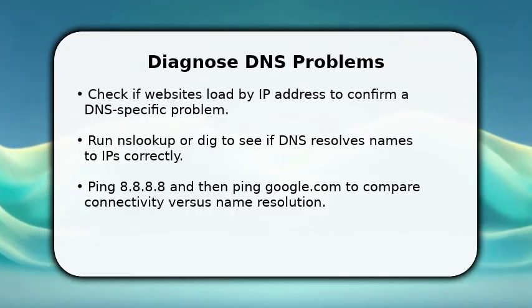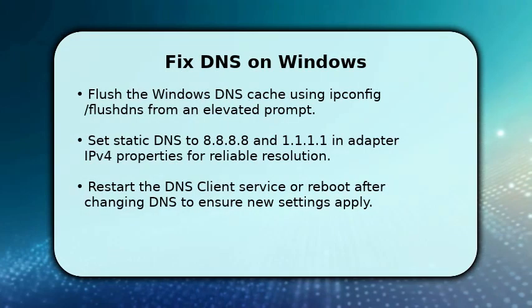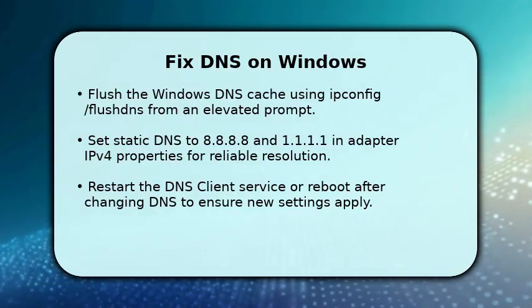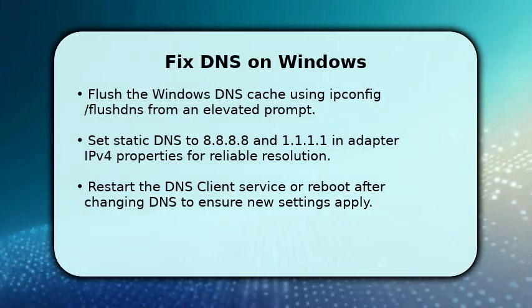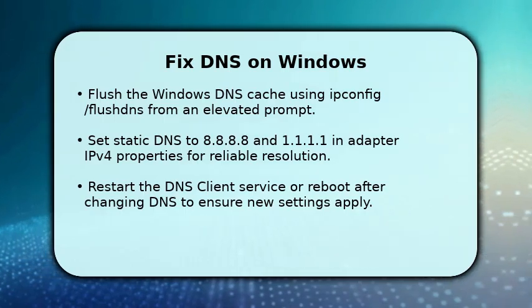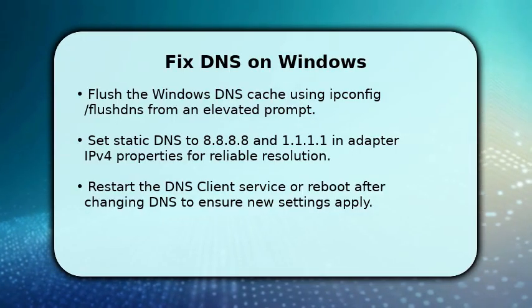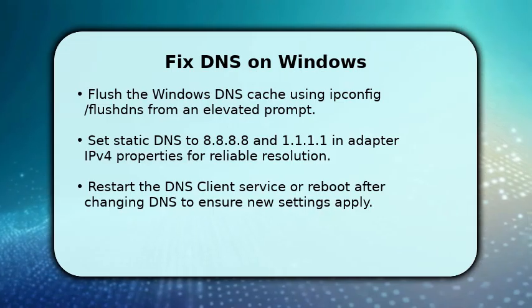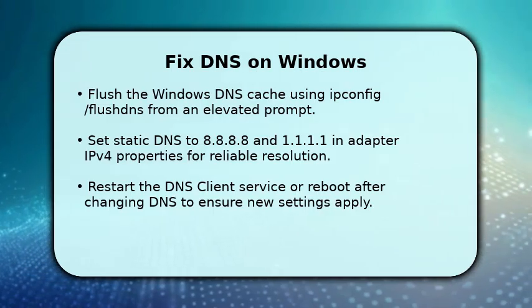On Windows, start an elevated command prompt and flush the DNS cache using ipconfig /flushdns. Next, open Network Connections, right-click the adapter, and choose Properties to modify IPv4 settings. Set static DNS to 8.8.8.8 and 8.8.4.4 in adapter IPv4 properties for reliable resolution.